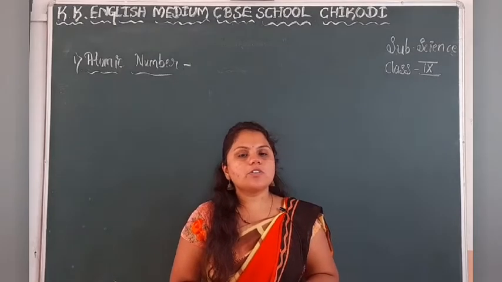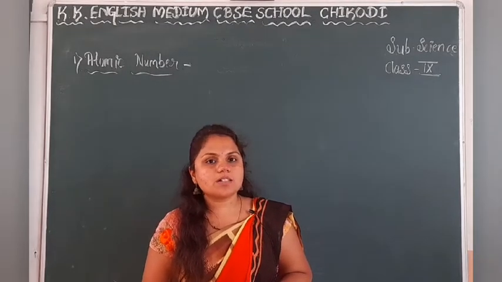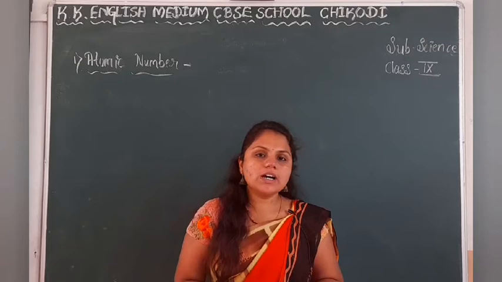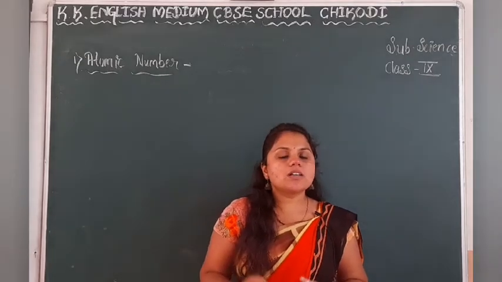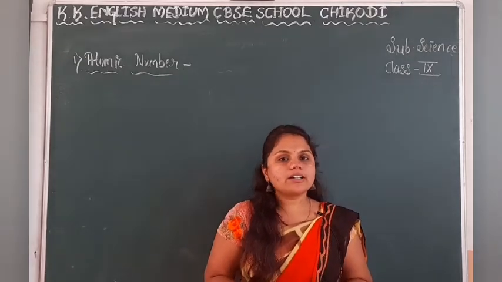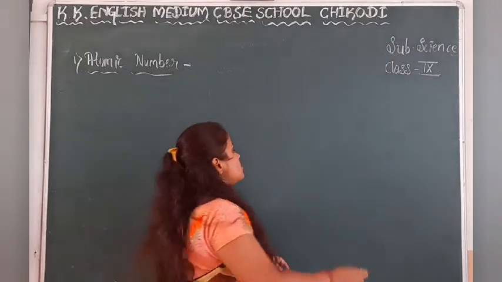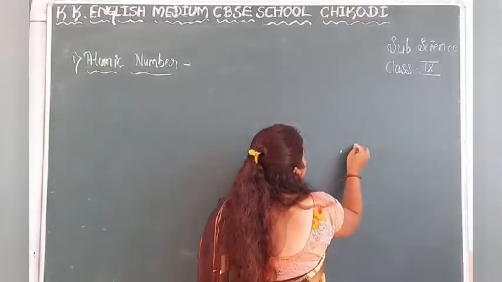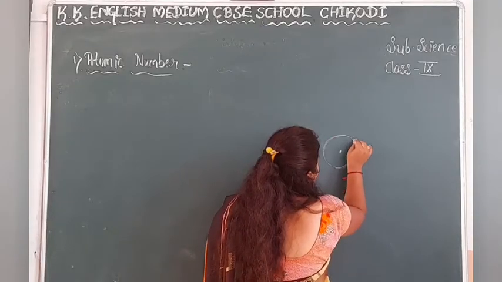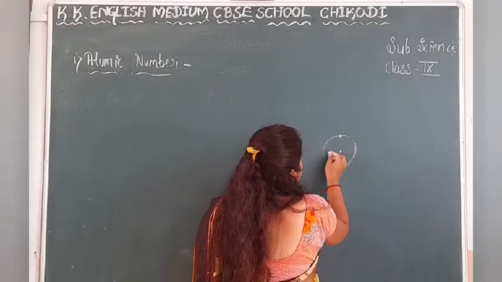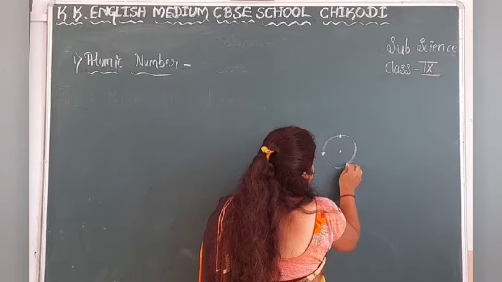In today's class, we are going to talk about the atomic number, mass number and isotopes of the elements. So dear students, as you know, our atom consists of electrons, protons and neutrons. It is the nucleus of the atom, and this atom consists of electrons, protons and neutrons.